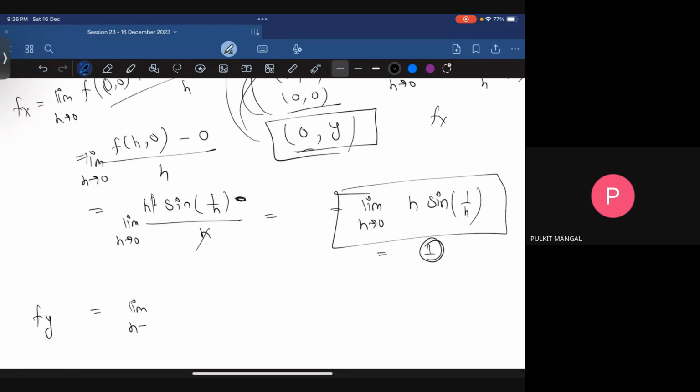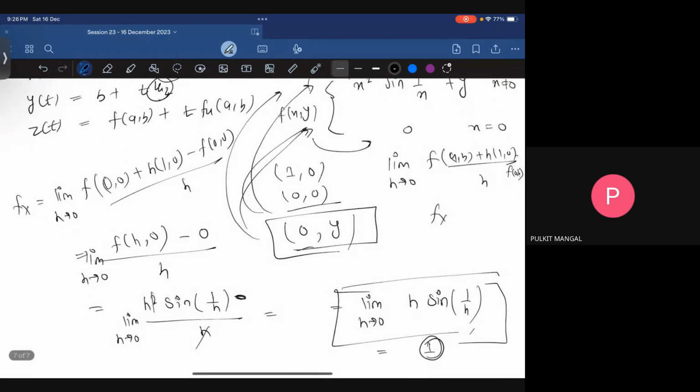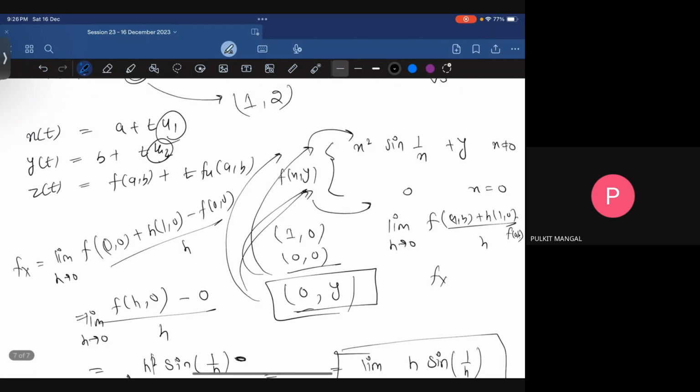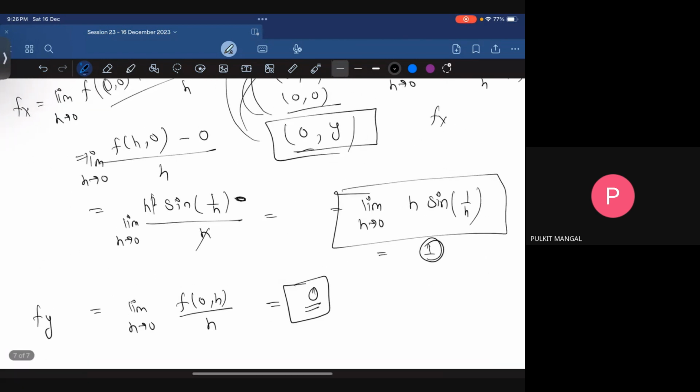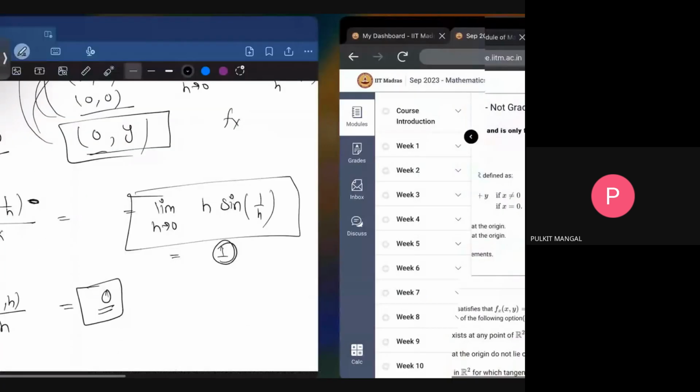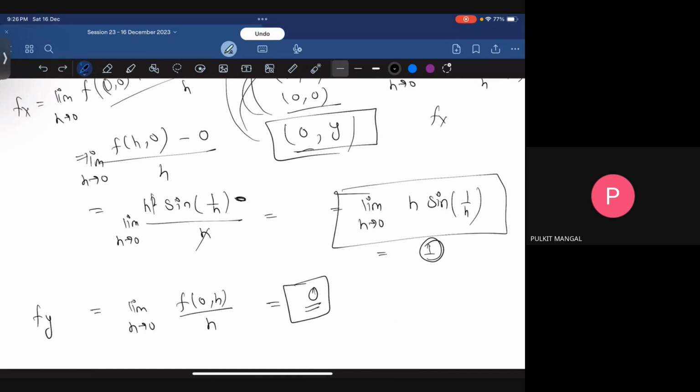For fy, if you check, the limit as h tending to 0 of f(0, h) by h. f(0, h) would be 0, right? Because at this point it is 0, so 0 by h is 0. Now what is it asking in the question? fx and fy are continuous at the point origin. So we got fx to be 1 and fy to be 0.